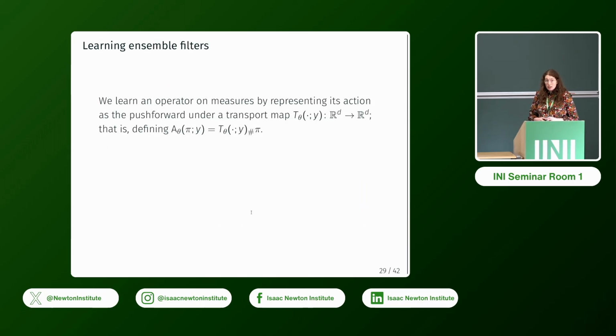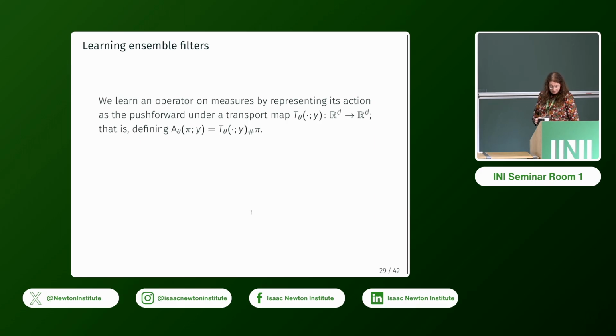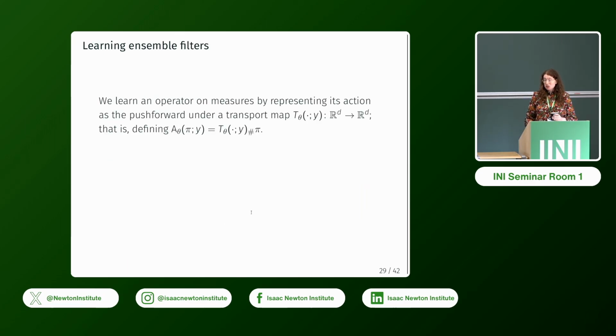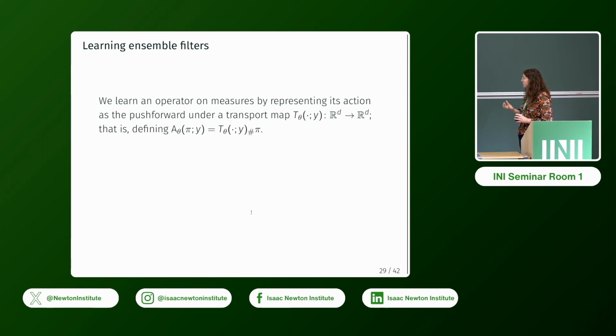Now we'll talk about learning ensemble filters. So what I talked about before was learning a Gaussian filter, so we were learning essentially transitions between Gaussian filtering distributions. Here we'll go to the case where we're learning maps between empirical measures, right? So we have sets of particles, and we'll learn essentially a transport map. We'll call this map T theta, and this T theta acts on the ensemble members. So it acts on the particles. Then the push forward will define the analysis map.